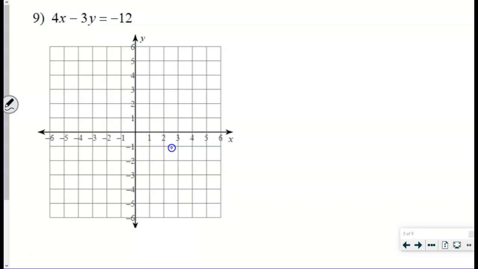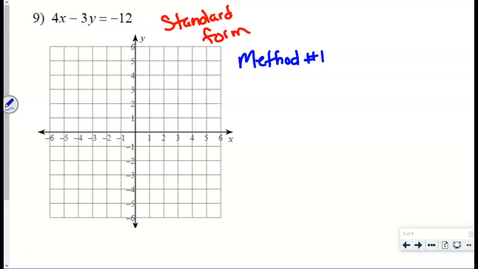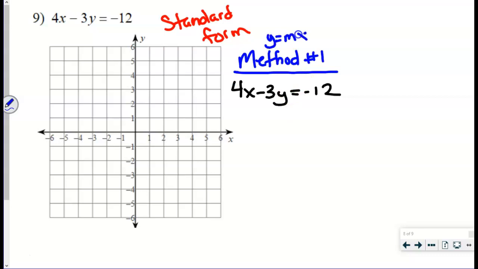Okay, so 4x minus 3y equals 12. This line is in what we call standard form. And at the very least, it's not in our friendly quick graphing form of slope-intercept form. So in order to graph this line, I have 2 methods. I'm going to show you both, and you're going to have to decide which method you like best. So method number 1 basically says, I'm going to take my form, and I'm going to rewrite it into a form that I'm more familiar with. So we're going to rewrite it into slope-intercept form, which is y equals mx plus b.